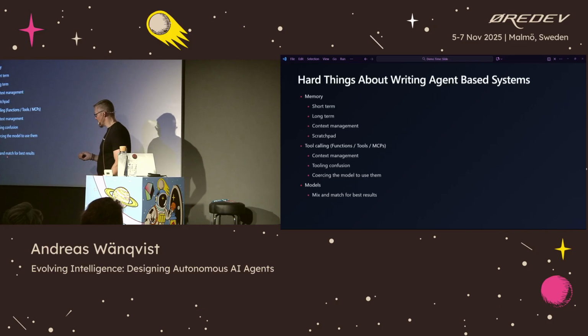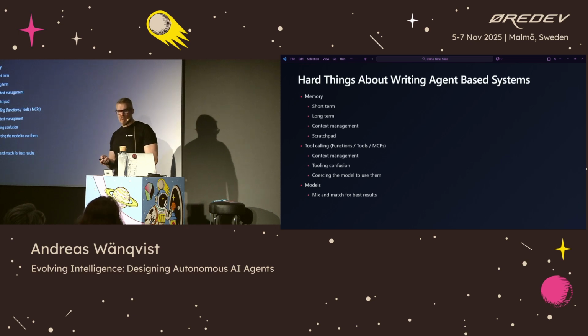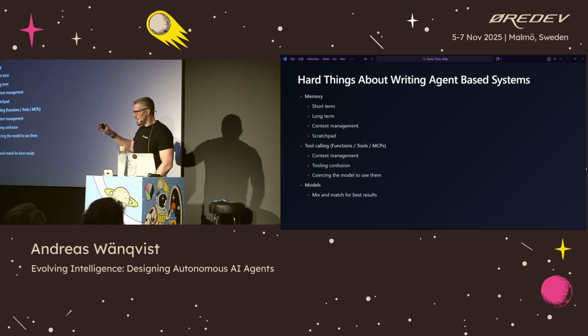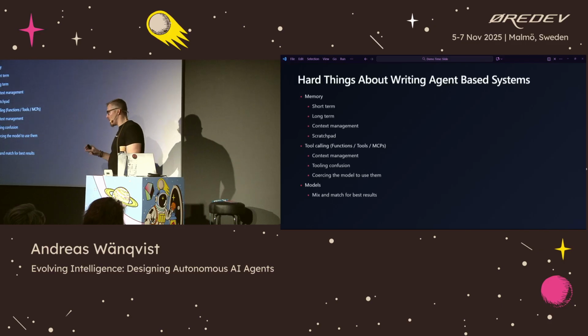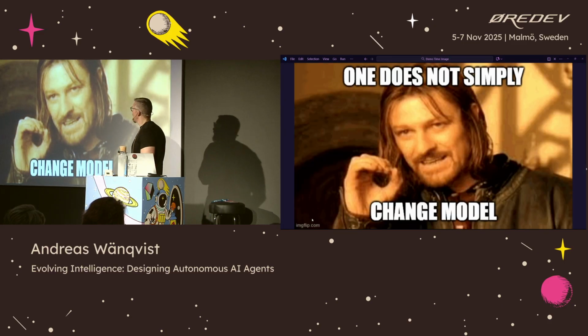And also models. Models are different, but you can mix and match. You can build workflows where you have different agents doing different parts, where different agents are based on different models and they're good at different things. Diversity is good.